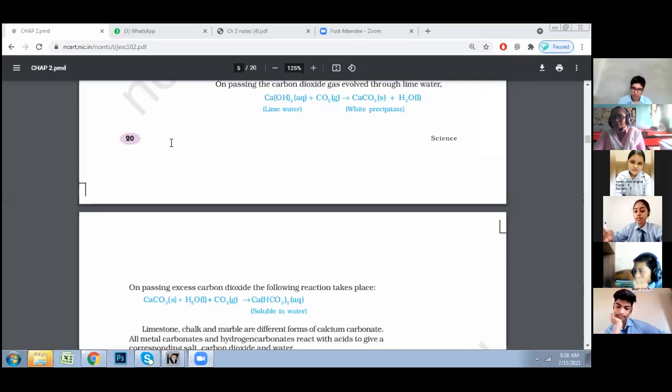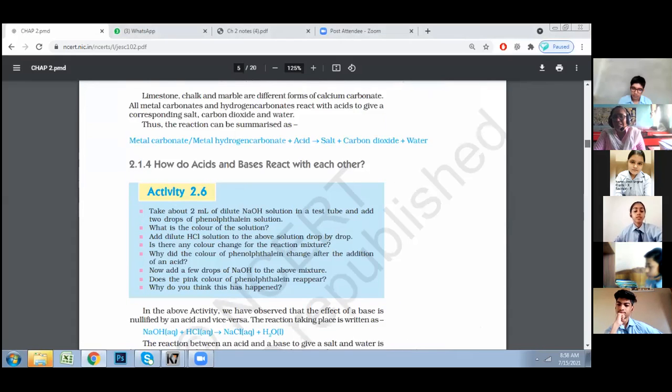This lime water, when we pass carbon dioxide through it, forms a white precipitate. The formation of the white precipitate, the color change, shows that calcium carbonate is formed due to the reaction of carbon dioxide and calcium hydroxide. So the test confirms that the gas evolved in this reaction is carbon dioxide, right? Plus water is formed here.